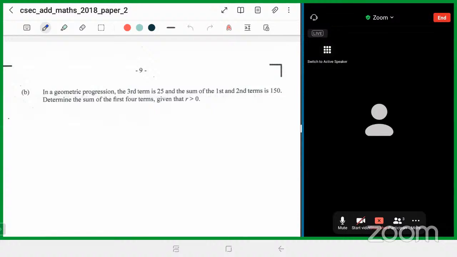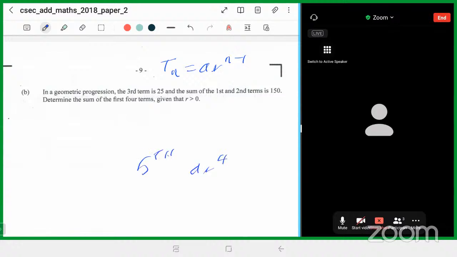And the third term is what? What is the third term? Just remember, the nth term is AR to the n minus 1. They tell me the fifth term, it's just AR to the fourth power. The first term is A, the second term is AR.